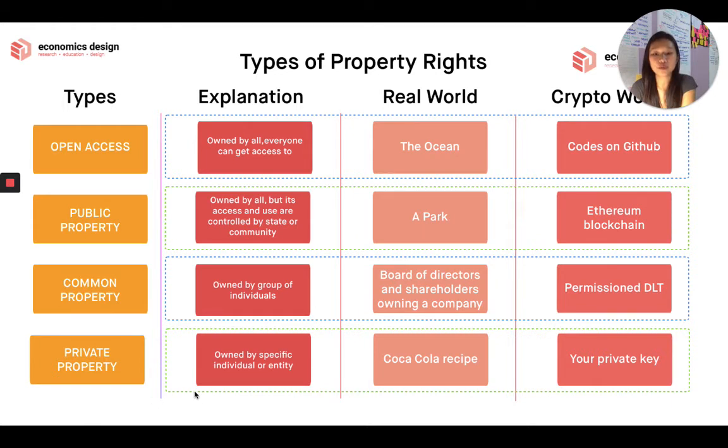And lastly, it's private property. It's owned by a specific individual or entity. The Coca-Cola recipe is owned by a few people, though I don't really know if it's actually owned by Coca-Cola. I guess it should be, but it's private property. I can't just Google and get Coca-Cola's exact recipe. In the crypto world, that would be your private key. It's your private property, and please do not share it with anyone. It's just like the PIN code for your bank cards.